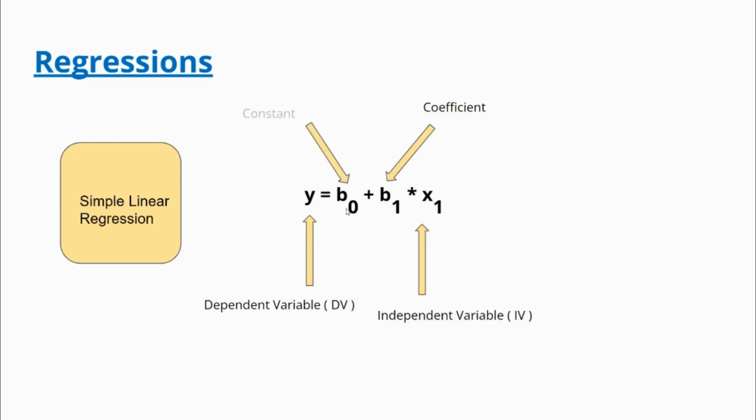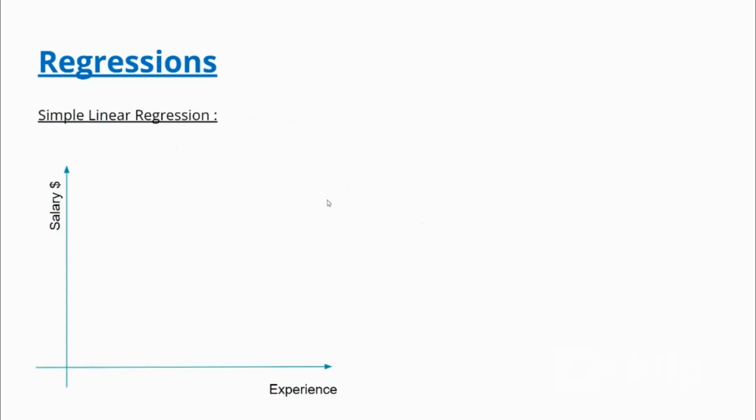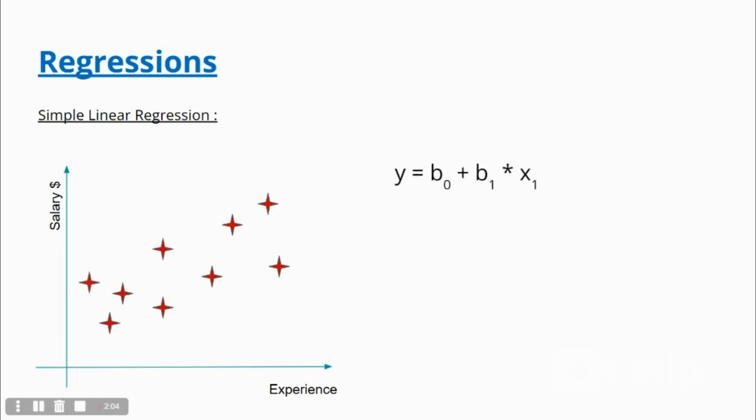Alright. Next we have this constant. The constant basically represents what the value of y would be if x was 0. This is the role of the constant. So let us look at this graph wherein on the x-axis we have experience and on the y-axis we have salary. These are the points which are scattered over the plot, and this is the equation that we just saw.